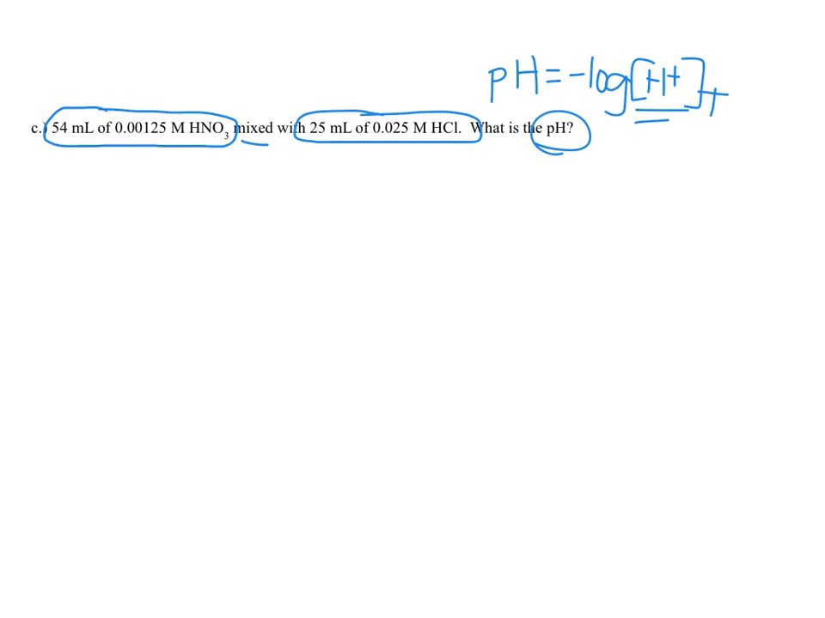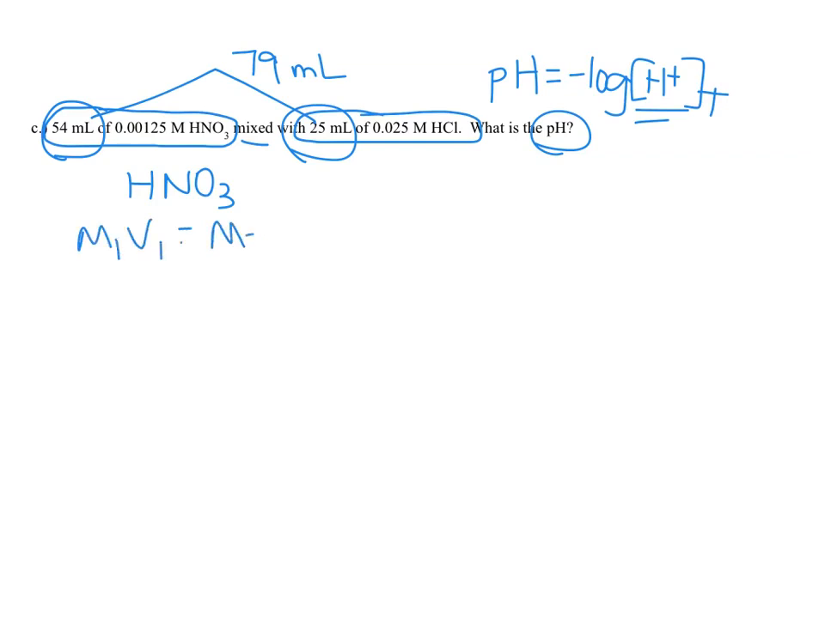Remember, anytime we mix things together, just like we did with, what did we do this with? Solubility. Whenever we mix two solutions together, we have to figure out what the new molarity is, because if I have 54 milliliters of this and 25 milliliters of this, when I mix them together, they have a volume of 79 milliliters. And changing the volume also changes the concentration. So for nitric acid, I want to go ahead and do M1V1 equals M2V2 to figure out that new concentration of nitric acid when the two solutions are mixed together. And then I have to do the same thing with HCl.